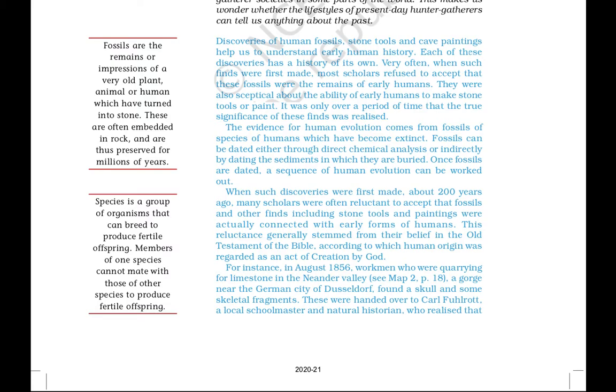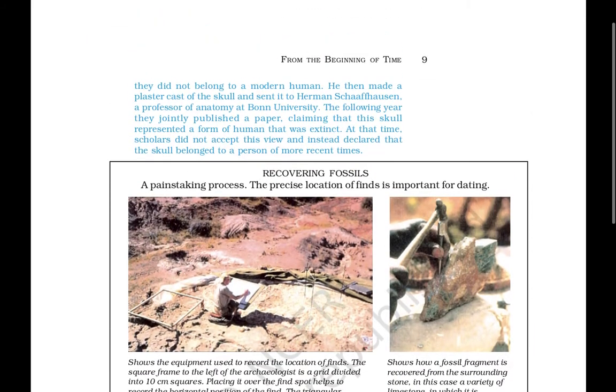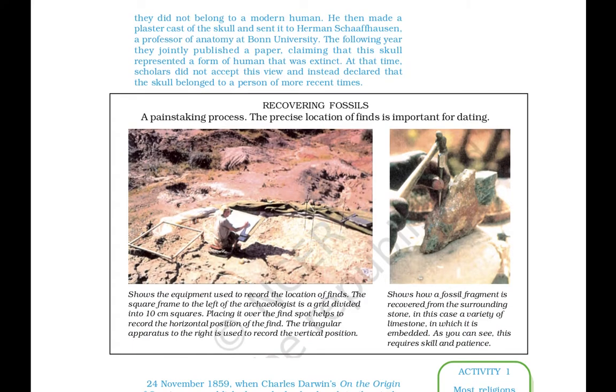For instance, in August 1856, workmen who were quarrying for limestone in the Neander Valley, see map 2, page 18, a gorge near the German city of Dusseldorf, found a skull and some skeletal fragments. These were handed over to Karl Fuhlrott, a local schoolmaster and natural historian, who realized that they didn't belong to a modern human.